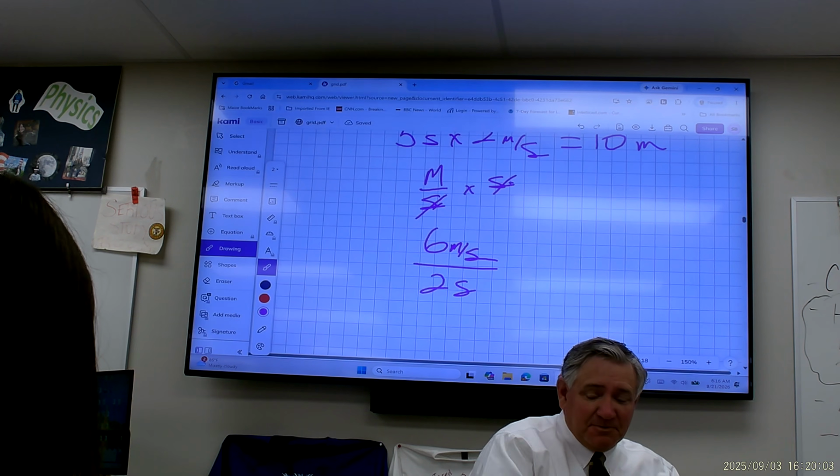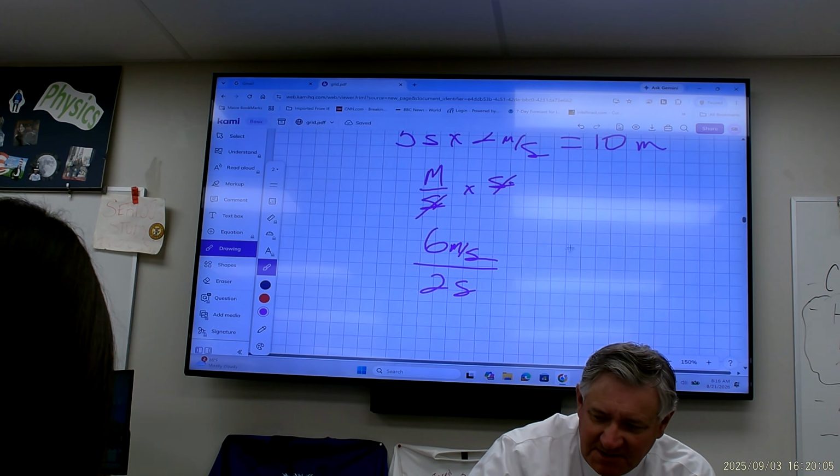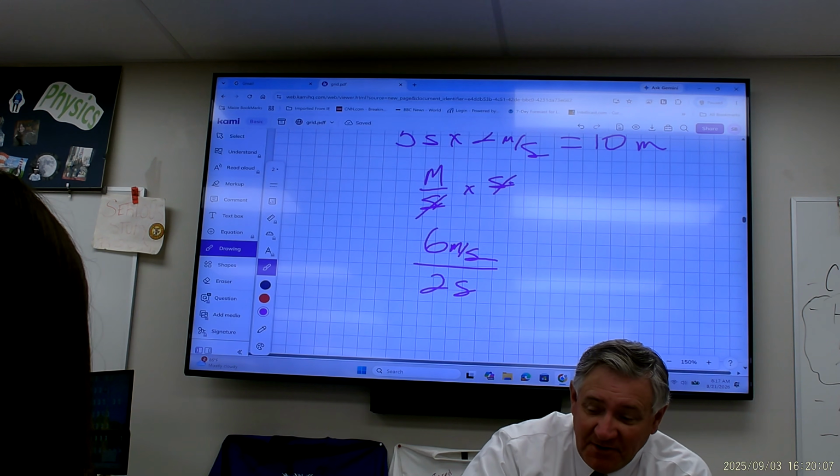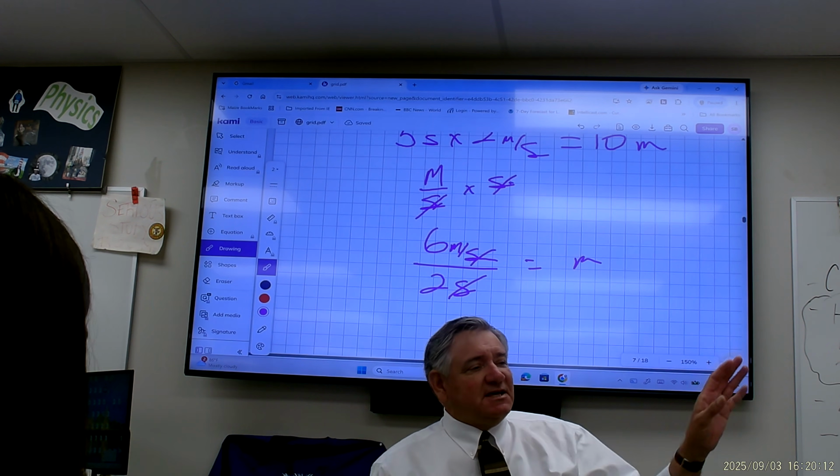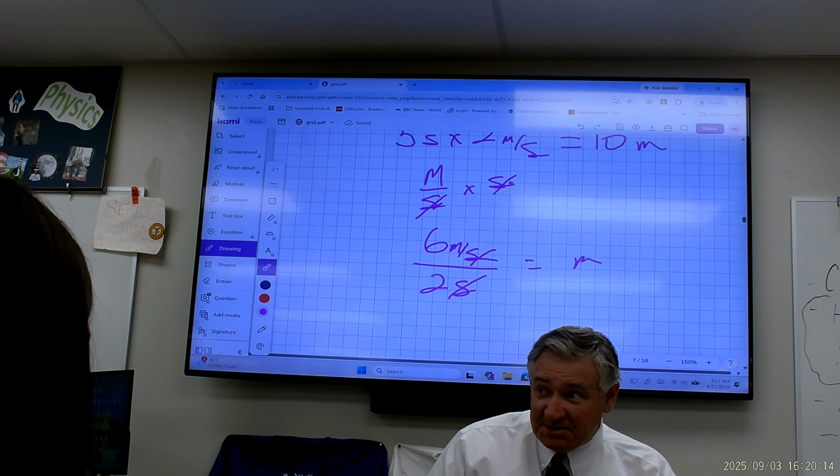Because you're multiplying by the reciprocal. In this situation, here's what's going to happen. You're going to look at this and go, oh, the seconds cancel out, and I'm going to get meters. The most common mistake that's made in this particular situation, this is what you're going to do wrong.